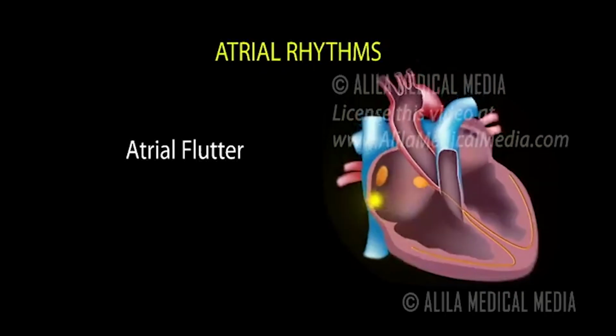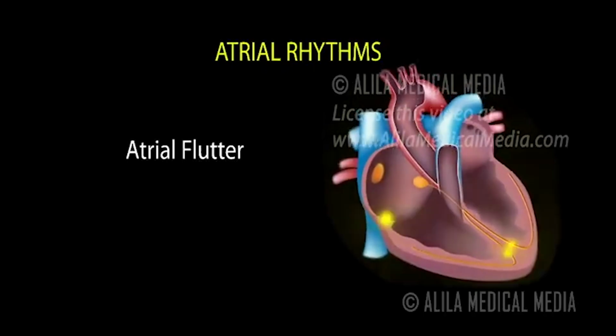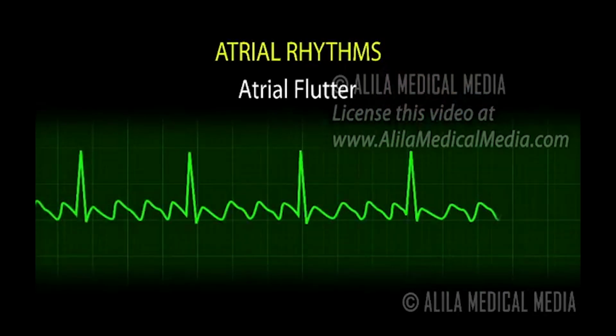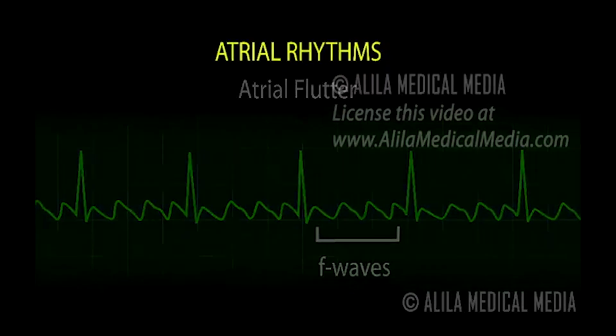Ventricular rate in A flutter is usually regular, but it can also be irregular. On an ECG, atrial flutter is characterized by absence of normal P wave. Instead, flutter waves or F waves are present in sawtooth patterns.